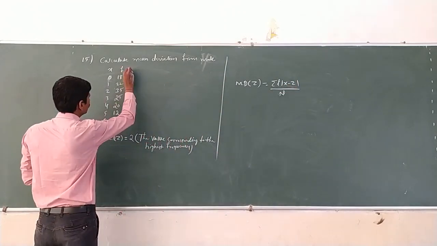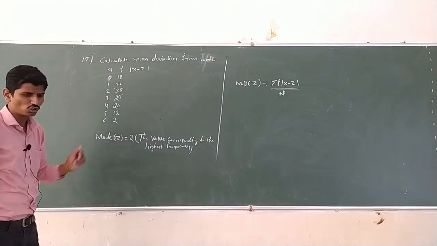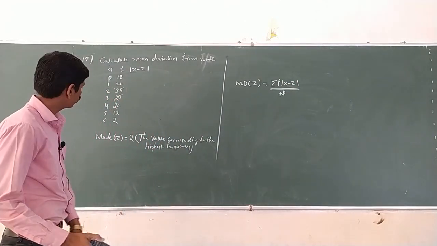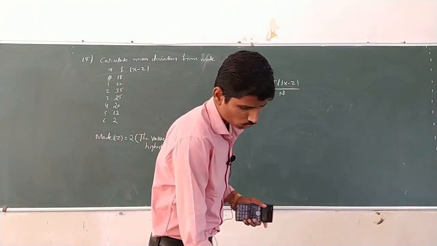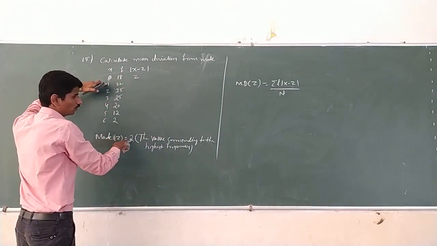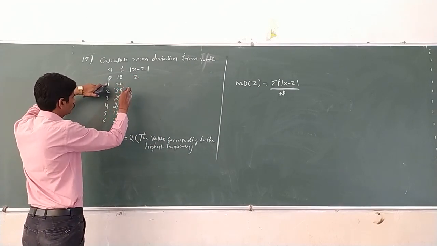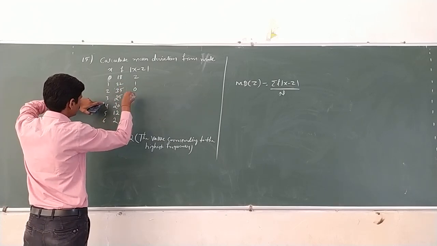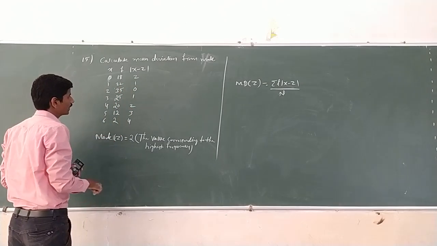The next step is mod of x minus z. X is 0. Okay, here 0 minus 2. Mod of x minus z. 0 minus 2 is what? 2. 1 minus z value is 2, 1 minus 2 is minus 1, mod is 1. The 2 minus 2 is 0. 3 minus 2 is 1. 4 minus 2 is 2. 5 minus 2 is 3. 6 minus 2 is 4. Here these are the x minus z values.